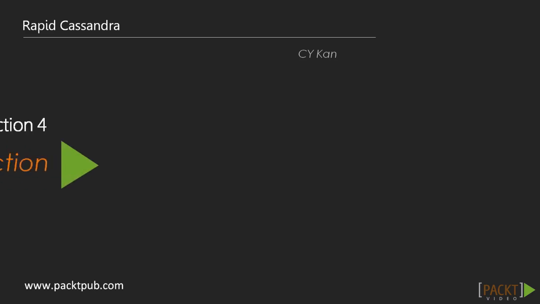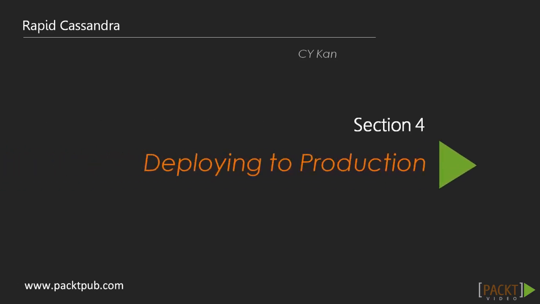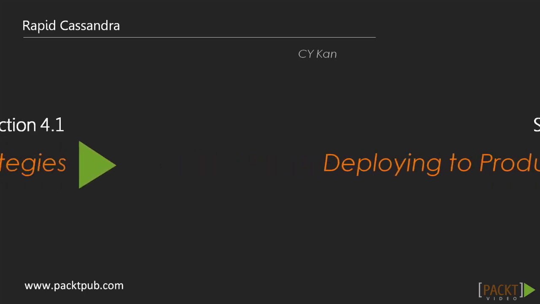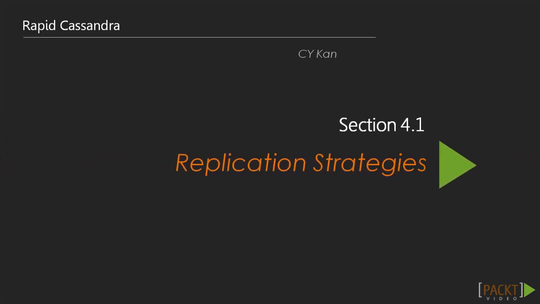Welcome to the Rapid Cassandra e-learning course, Section 4, Deploying to Production. In this section, we'll expand the single node cluster done in the last section to a multi-node production cluster. The first thing to consider when migrating a development cluster to a production one is replication strategy.